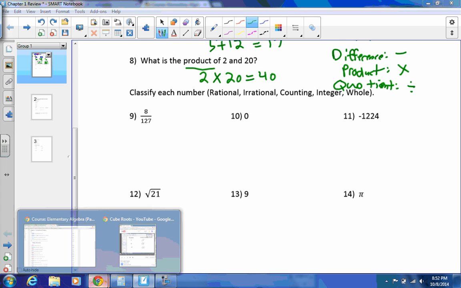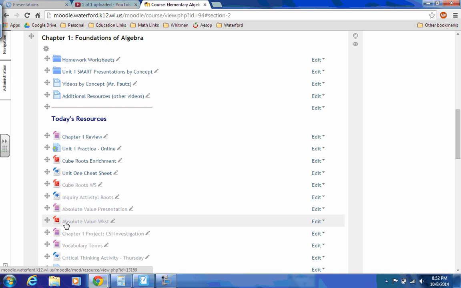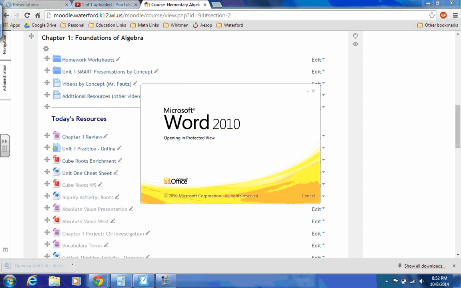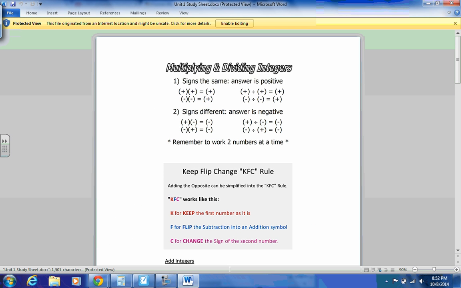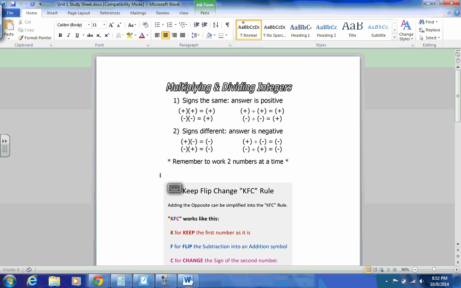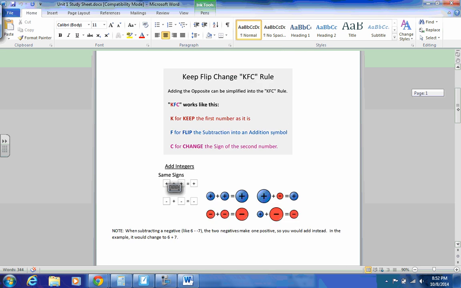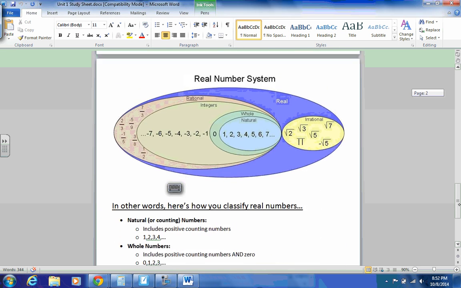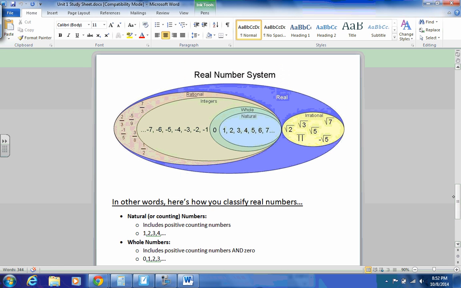Classifying numbers is a really important thing to be able to know. If you go on to Moodle and you go to this cheat sheet down here, you can open the Unit 1 cheat sheet up in a Word document. And this is actually really helpful, so it can help you with this multiplying or dividing here. You can also scroll down, and there's properties, and then the real number system.